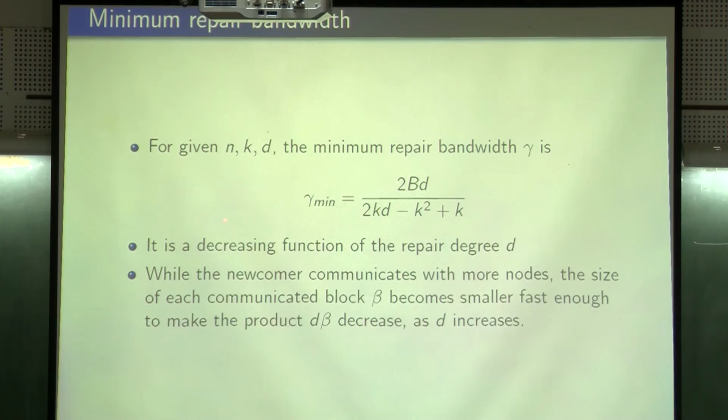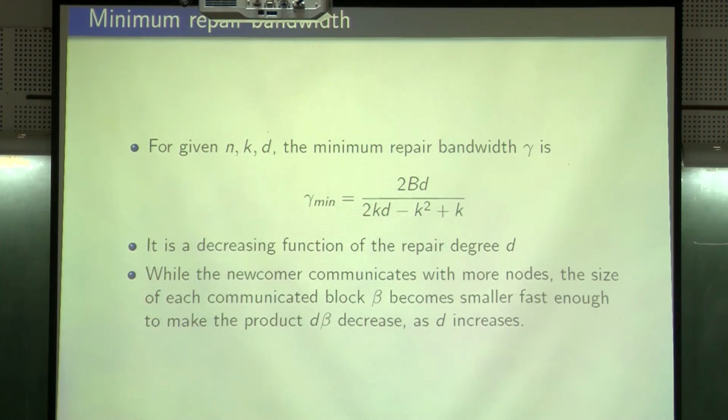Note that it is a decreasing function of the repair degree d. While a newcomer communicates with more nodes, the size of each communicated block beta becomes smaller fast enough so that the product d times beta decreases. This comes from their analysis, which I have not given you. It's there in the book, and you have to read it a bit more closely.